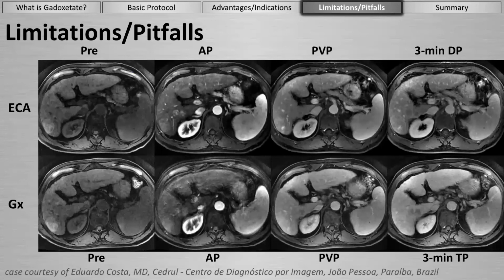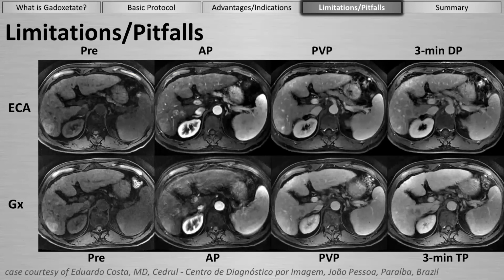This case illustrates the fact that patients given gadoxetate, for some reason, sometimes cannot hold their breath as well. So this particular patient had an MRI 2 days apart. Extracellular agent above, gadoxetate below, and notice that pre-contrast, the images are of equal quality. In the portal venous phase, they're of equal quality. At 3 minutes, they're of equal quality. But notice in the arterial phase, this image is essentially perfect.